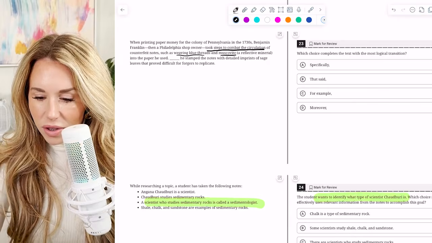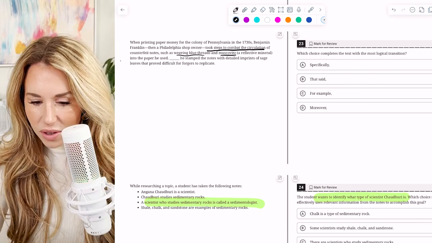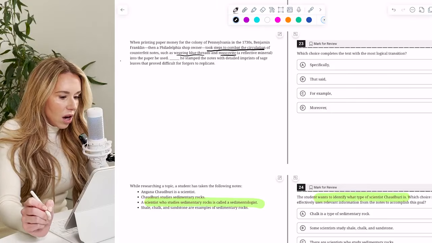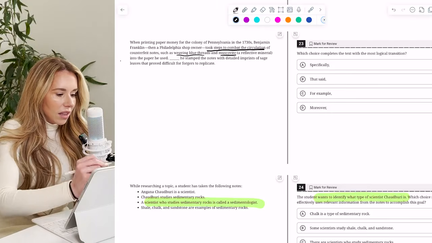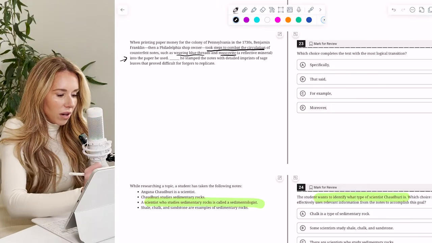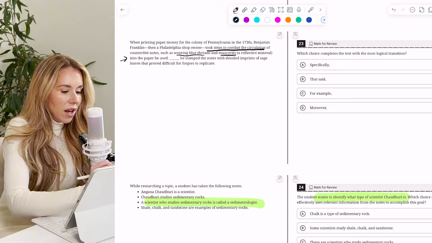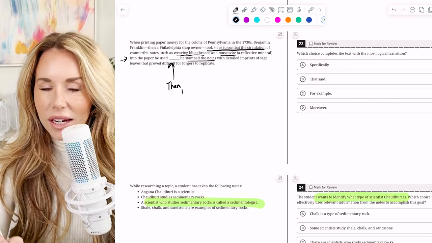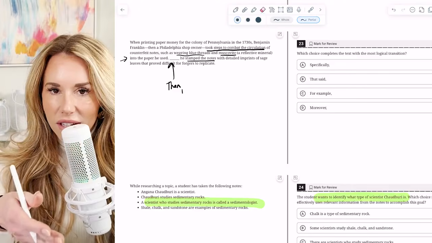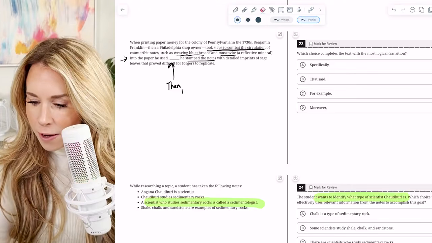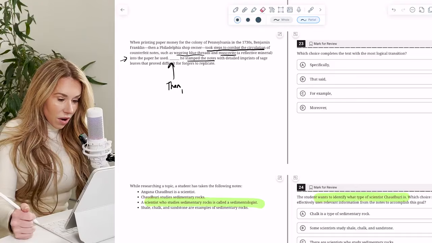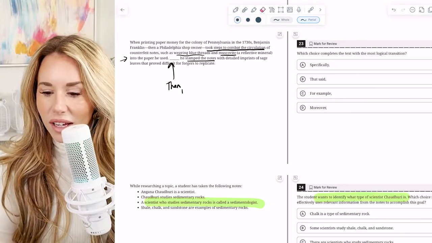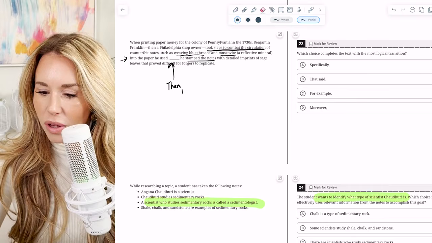Blank, he stamped the notes with detailed imprints of sage leaves that proved difficult for forgers to replicate. Okay, so this part is talking about the paper, like how he made the paper. Then he stamped the notes. I'm literally thinking "then," like it's a sequence where first he did these things, then he did this. I don't see that here though, so it sounds like it's just another example of how he took steps to prevent the counterfeit notes, so I'm gonna go with moreover.